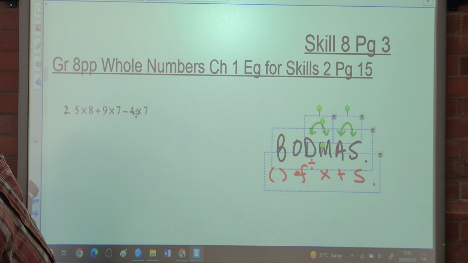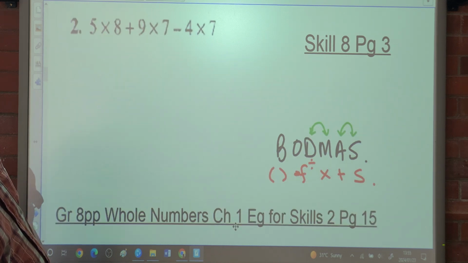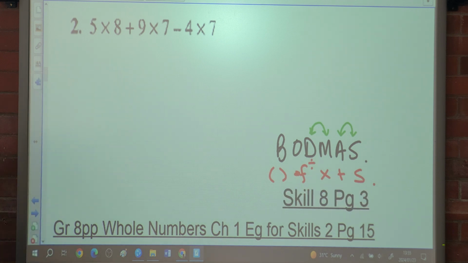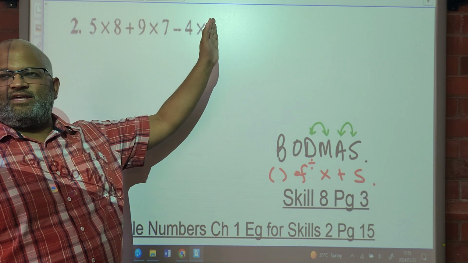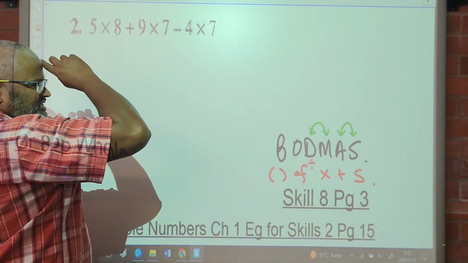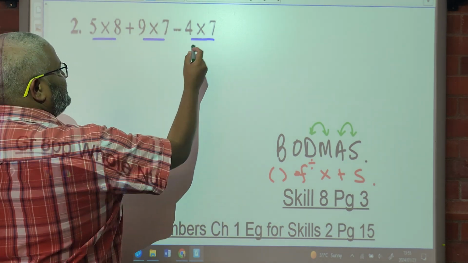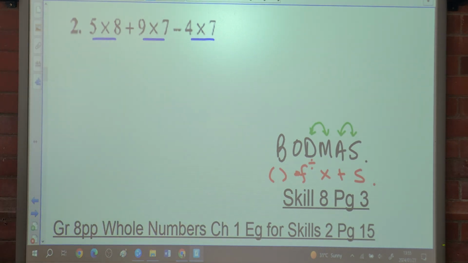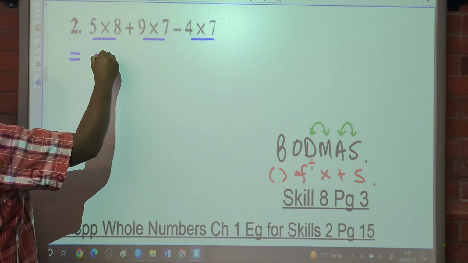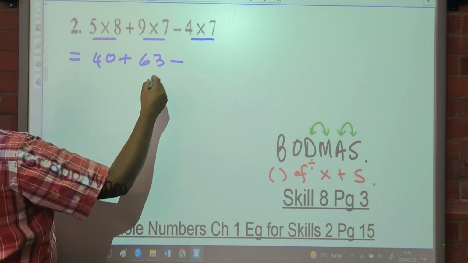Alright, let's look at the next one. Number 2. We've got multiplication, addition, and subtraction. According to BODMAS, what must be done first? Multiplication. We can do that multiplication, that and that here. So what's 5 times 8? 40. 7 times 9? 63. 7 times 4?